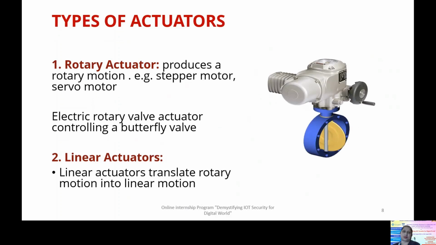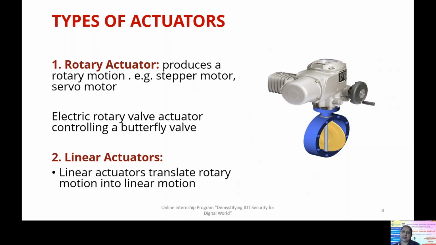What are the different types of actuators? First, we are going to see the rotary actuators. What are rotary actuators? They produce a rotary motion. The most common examples of rotary actuators are the stepper motors or the servo motors, like the electric rotary valve actuator controlling a butterfly valve.